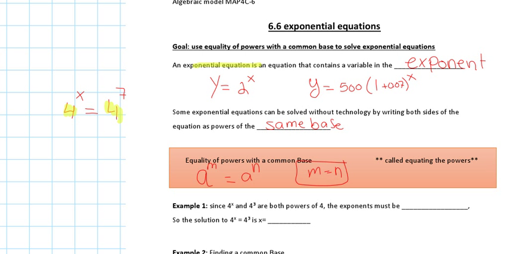Okay? The only time that this does not work is if a is equal to 1. Because what's 1 to the power of 10? What's 1 to the power of 100? Is 1 to the power of 10 equal to 1 to the power of 100? Yes, they are. But is 10 equal to 100? No, it's not. 1 to the power of 10 is equal to 1. 1 to the power of 100 equals 1. But 10 is not equal to 100. So a cannot equal 1. That's the only time it does not work.